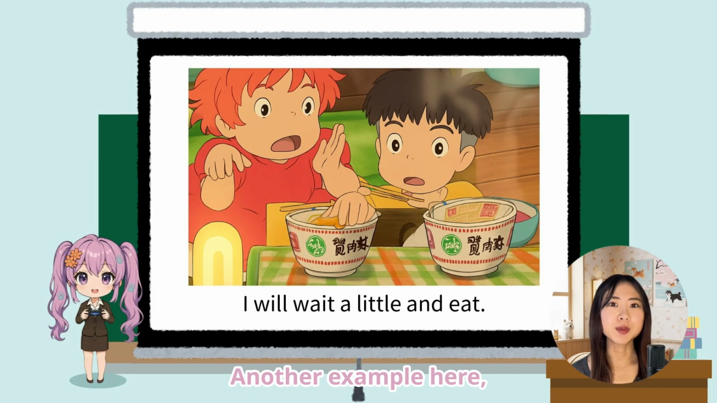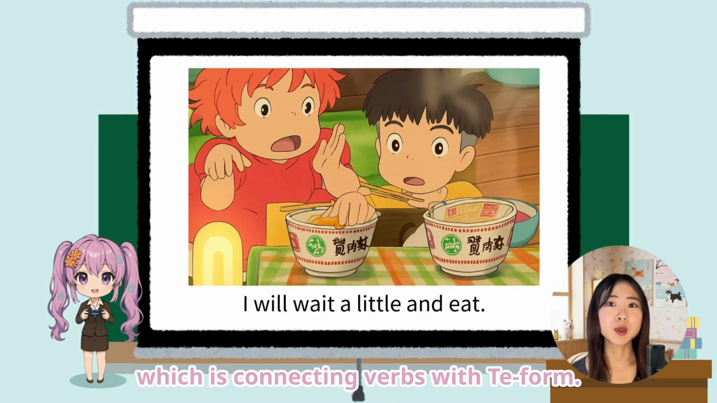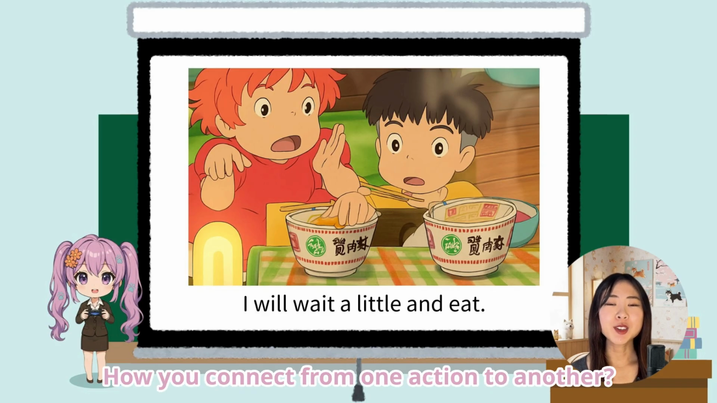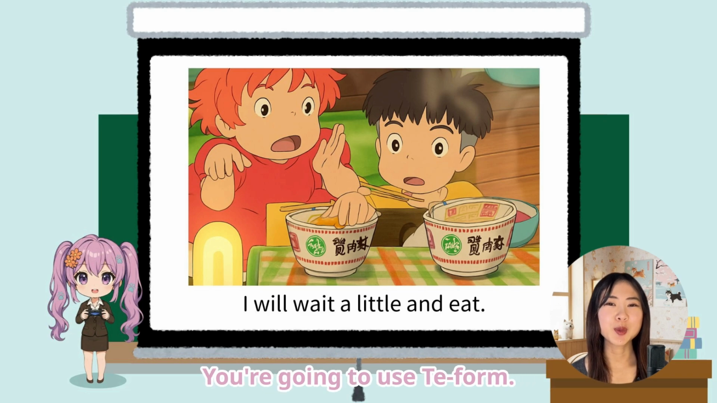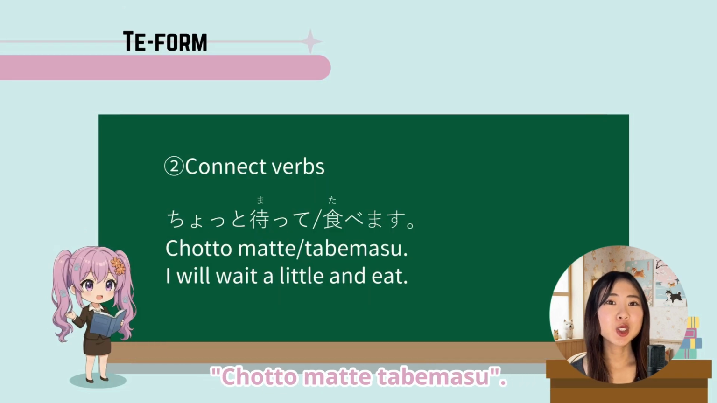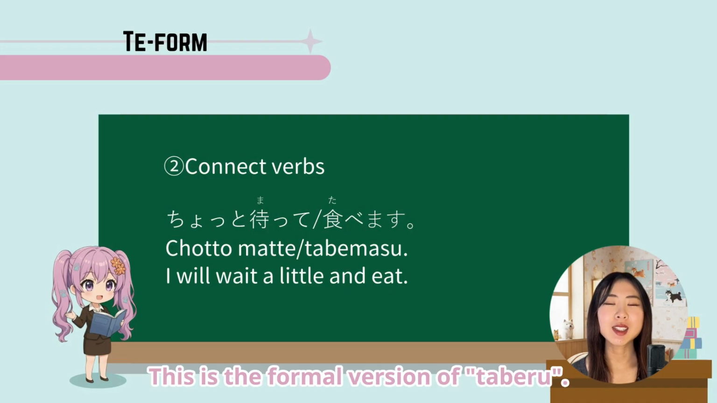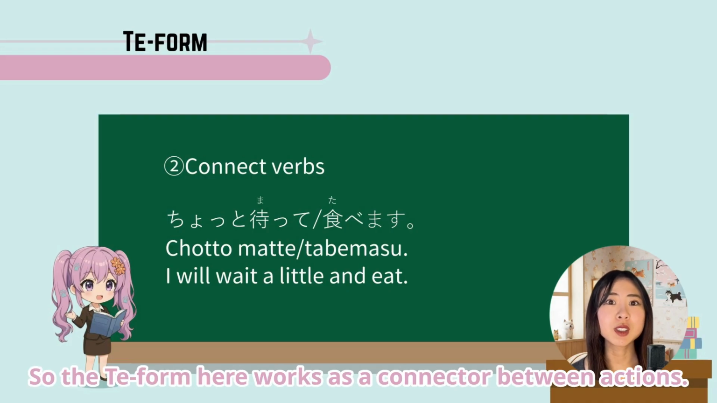Another example here, which is connecting verbs with te form. I will wait a little and eat. This sentence has two verbs. How you connect from one action to another, you're gonna use te form. ちょっと待って食べます。ちょっと means a little. 待って, this is the te form, right? ちょっと待って食べます。食べます means to eat. This is a formal version of 食べる. So the te form here works as a connector between actions.